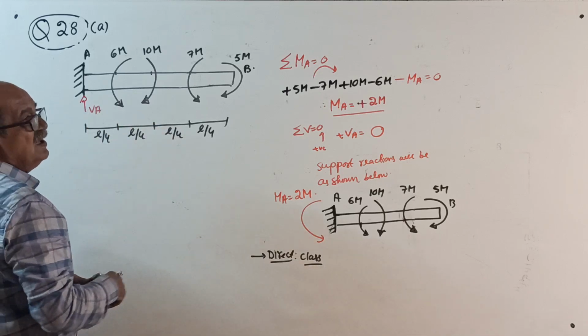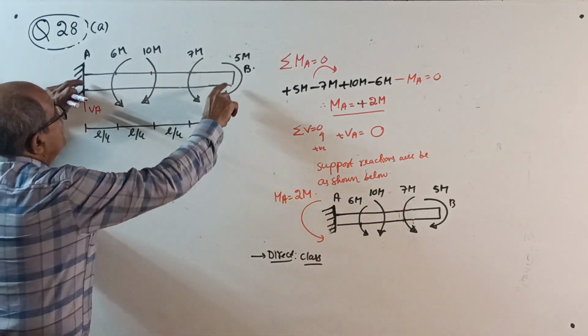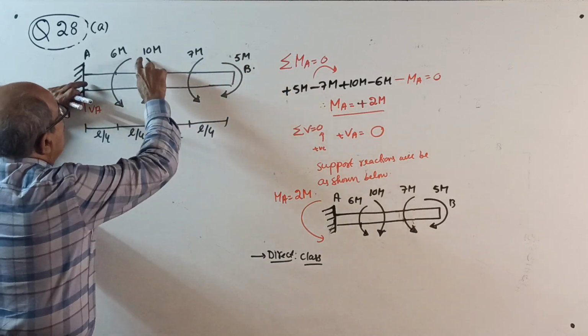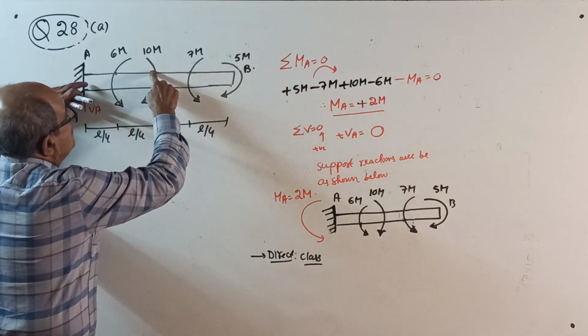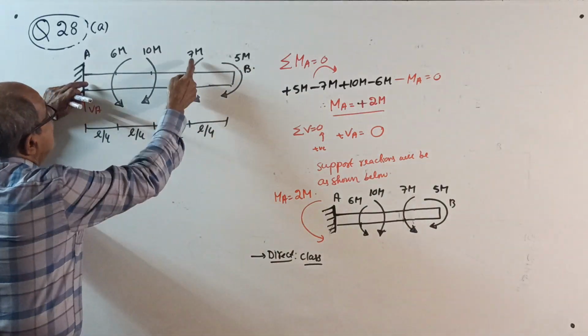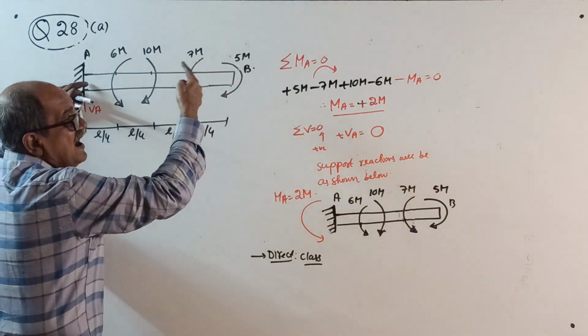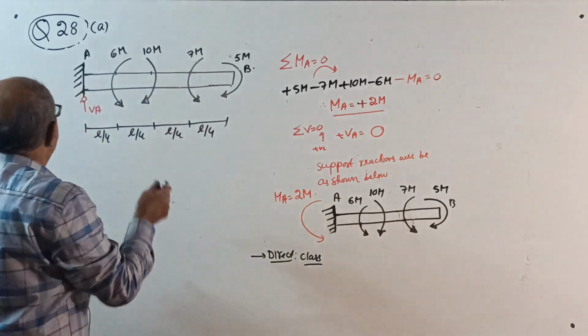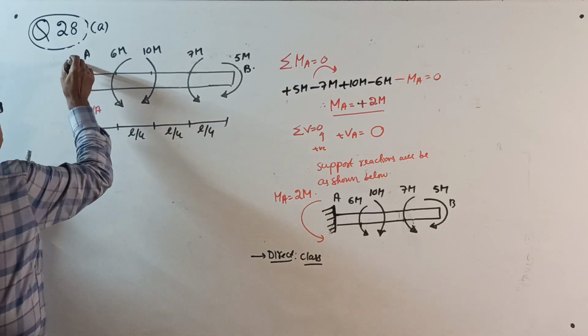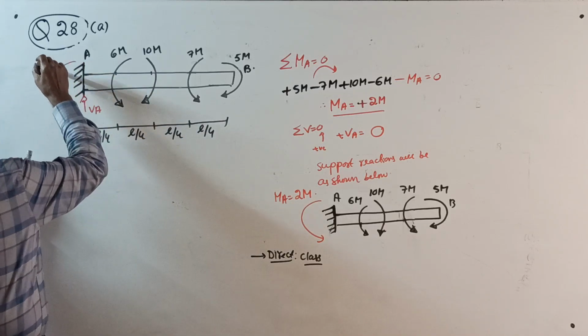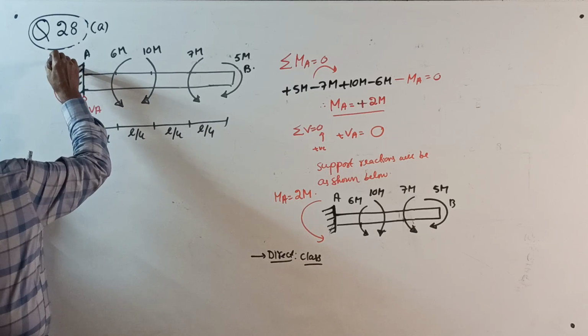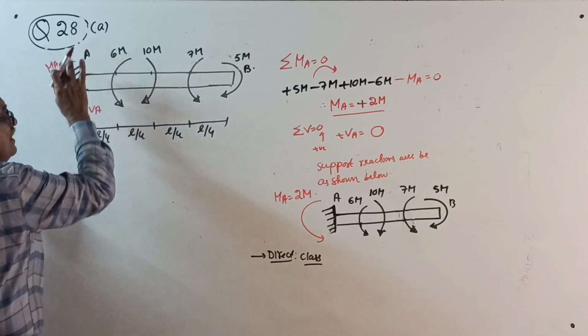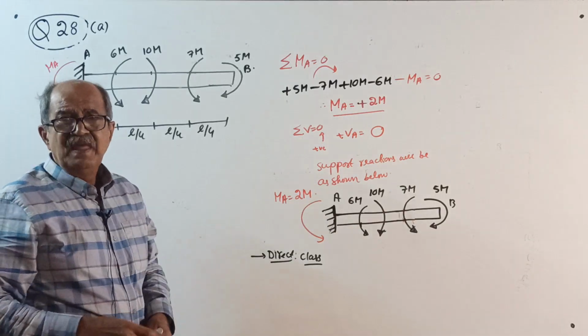Now, the reacting moment. Observe here: clockwise 5, clockwise 10, so 10 plus 5 is 15 clockwise. 7 plus 6 is 13 anti-clockwise. So you are sure that the net will be clockwise, so your reacting moment 100% will be anti-clockwise. Suppose you have doubt, you can take whatever direction you want. Later, if it is wrong, a negative sign will come.